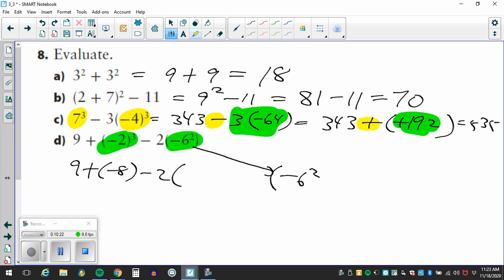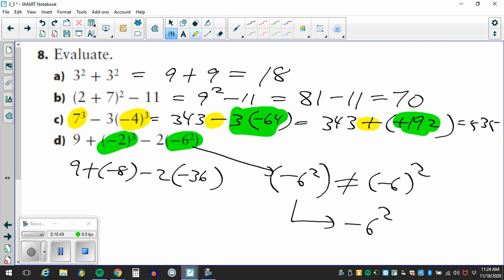This is not the same thing as this. It is the same thing as this. The reason why there's brackets around it is because it is attaching itself to a coefficient of 2. And without the brackets, it would be 2 minus 6 squared, which is not the same thing. We wanted to say 2 multiplied by the opposite of 6 squared. And the opposite of 6 squared is going to be a negative 36.